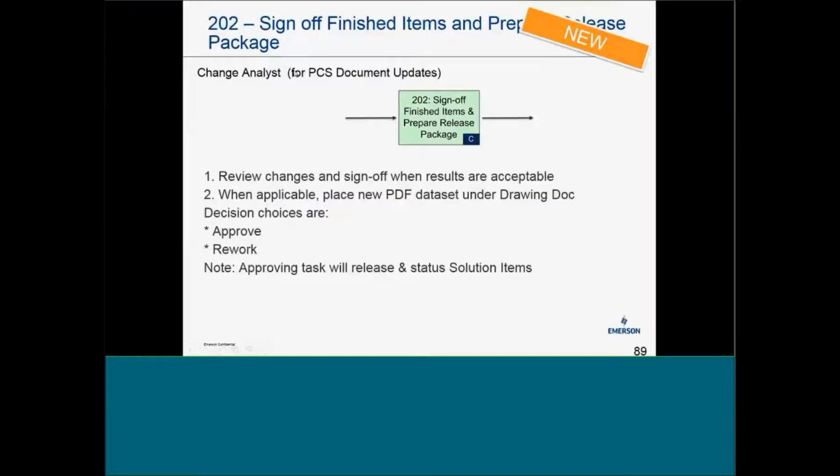Then my change comes to a new step, the 202 step, where the change analyst is going to review the PCS document updates from the markups in the finalized version. And then if there's any changes that they see or anything wrong, they can send it back to the 200 step, do that as many times as needed until the change is ready to be released and approved, and then sign off this task for release.